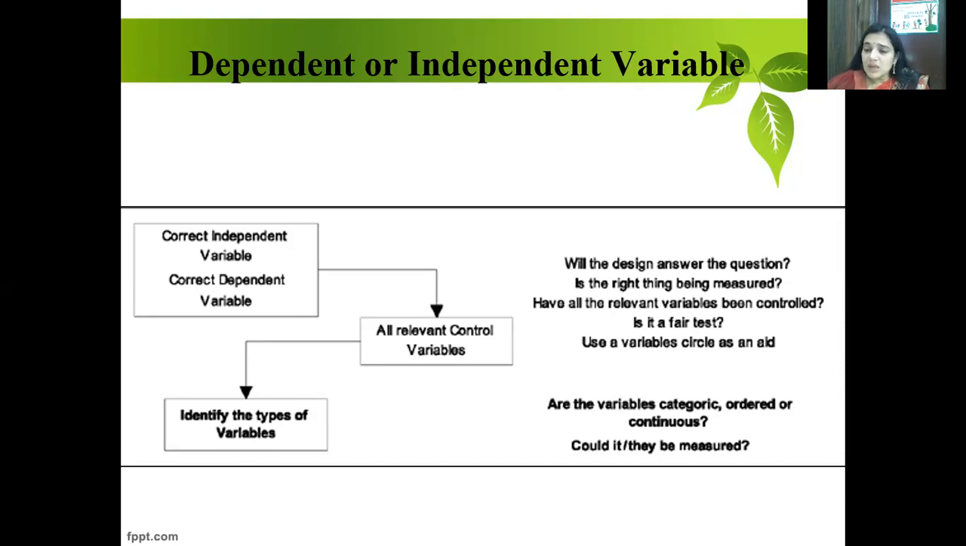When these variables are specially used in analysis, for example, correlation analysis, regression analysis, factor analysis, discriminant analysis, in these analyses we have to define variables as dependent and independent variables, and some other variables are also there. For example, will the design answer the question? Is the right thing being measured? These are the things on the basis of which we'll be considering other variables as well.